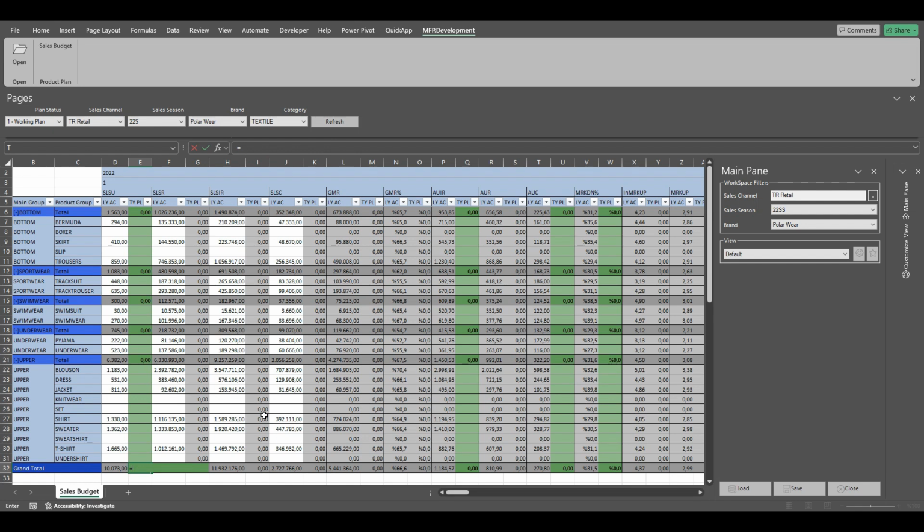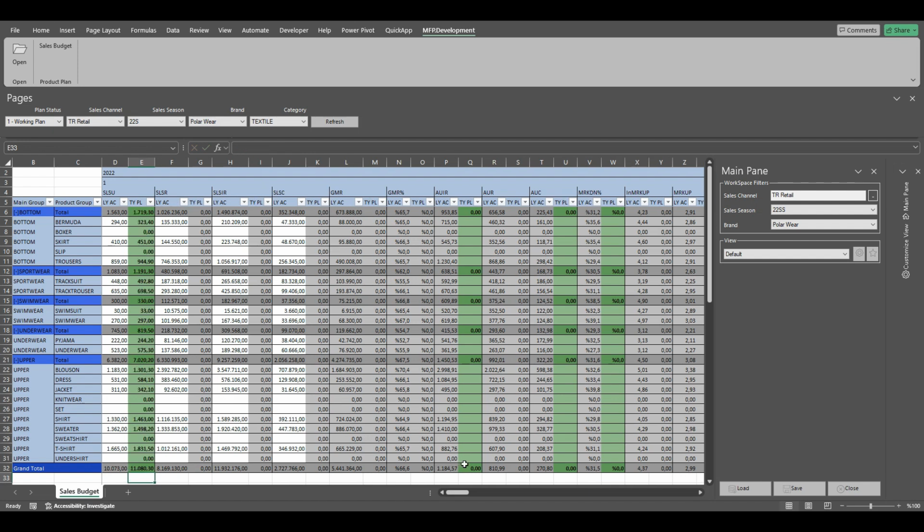For example, let's assume there will be a 10% growth in sales units across all product groups compared to last year. Let's assume a 25% increase in the average unit initial price over last year. We wrote the formula wrong. Let's write it again.